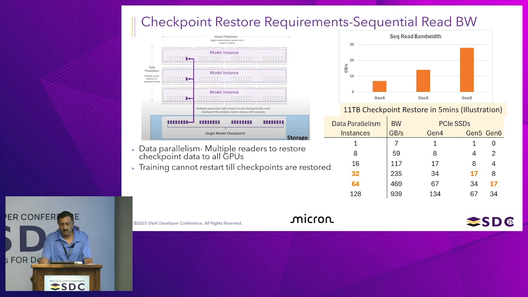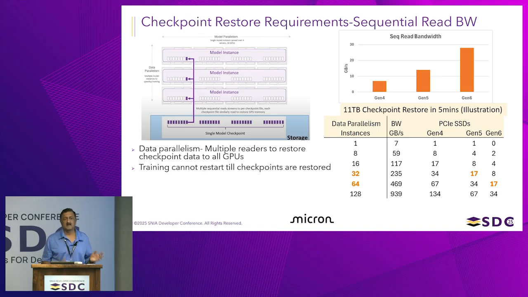So now you've got significant sequential bandwidth that has to be serviced, and until that restore happens and the GPUs synchronize, everything stalls. So the faster you can do that restore, the better it is. If you look at that figure on the top right, it shows, again, PCIe SSD sequential read bandwidth over generations. So Gen 4 at 7-ish gigabytes per second, going all the way to 27, 28 gigabytes on Gen 6.